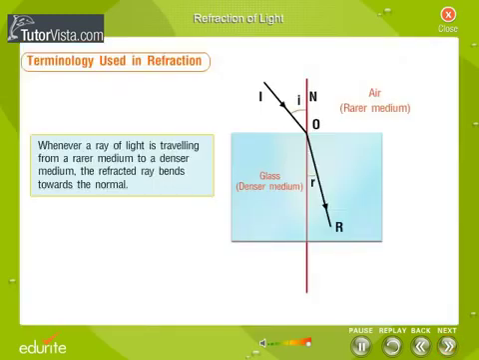Now, let's understand the phenomenon of refraction by studying the ray diagrams. Whenever a ray of light is traveling from a rarer medium to a denser medium, the refracted ray bends towards the normal. Here, IO is the incident ray, OR is the refracted ray, i is the angle of incidence, and r is the angle of refraction. In this case, angle i is greater than angle r.